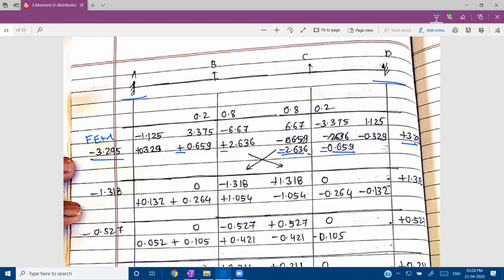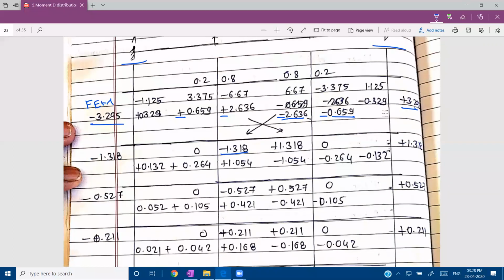So here this 0.138 is nothing but 1.318, which is 2.636 divided by 2. So why is it minus? Because it is carried over from this minus 2.636, and similarly here it will be positive 1.318. Now again we have to write down 0 0 directly here, just what we have seen yesterday.